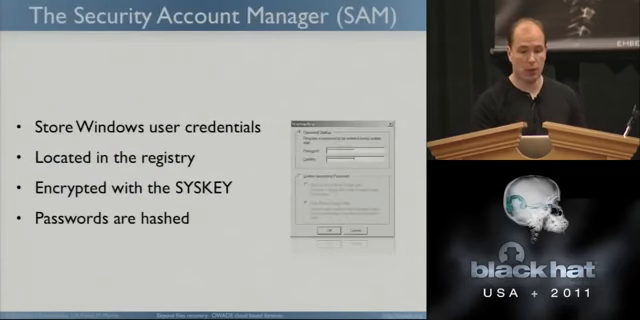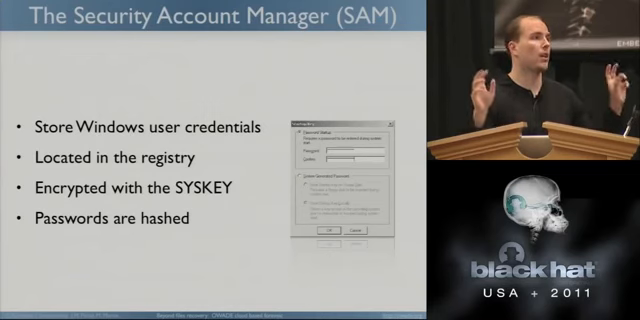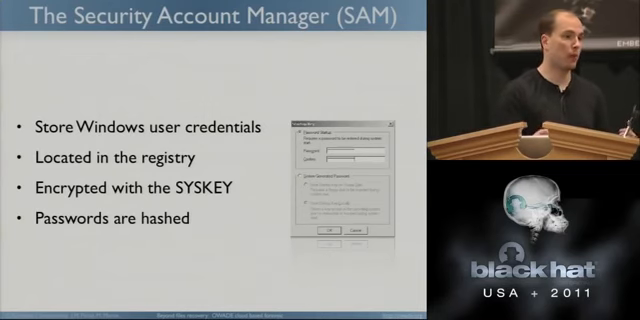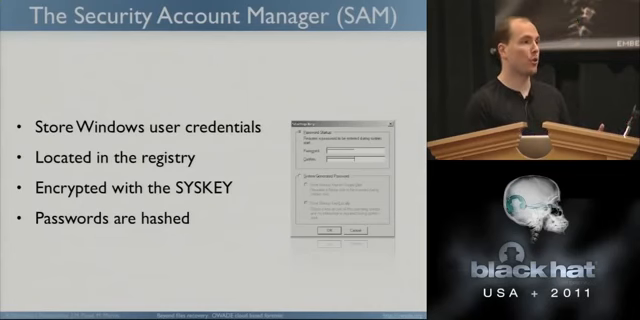Well, they are stored in what is called the SAM, the Security Account Manager, and it's located in the registry, and it's encrypted with the syskey. The syskey was an attempt from Microsoft to actually prevent you from decrypting the password offline. So they offer the option to put the syskey on a USB key.